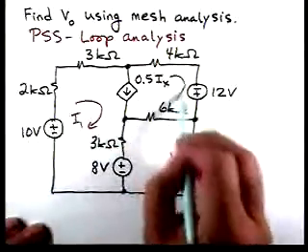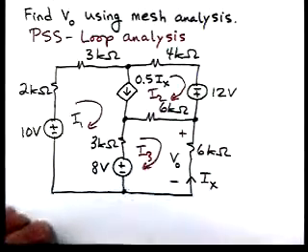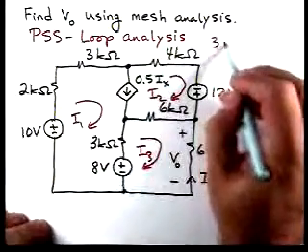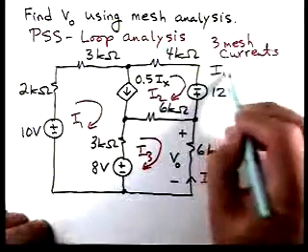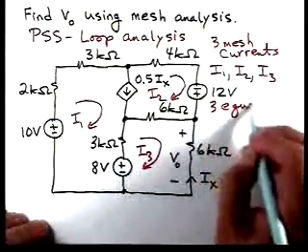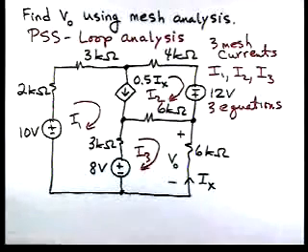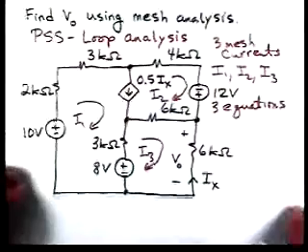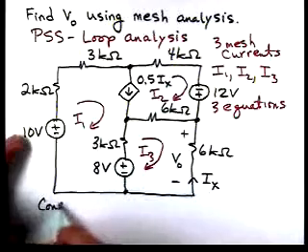So let's assign mesh currents. So we have three mesh currents, I1, I2, and I3. So we're going to need three equations. And note that we have a dependent current source this time. And anytime we have a current source, when we're doing mesh analysis, we're going to have a constraint equation. So let's write our constraint equation first.